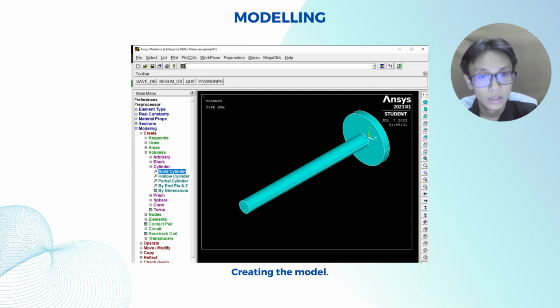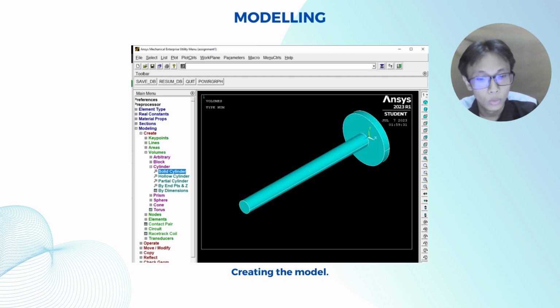So for this presentation, I will be presenting the modeling part. The first step is modeling. The model is defined. The outer radius of the upper hollow plate is 2 inches, the inner radius is 0.5 inches, and the thickness is 0.5 inches. The shaft has a radius of 0.5 inches and the length is 12 inches.